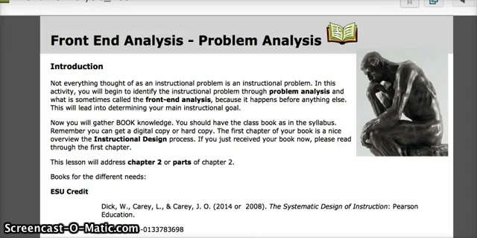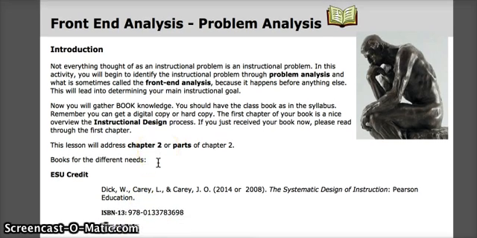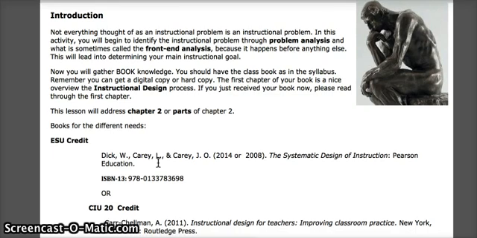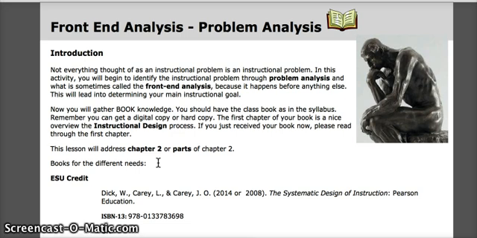You are going to enter the understanding of front-end analysis or problem analysis. And so in your front-end analysis, you are going to do two things. First, you're going to learn and do some book knowledge and get some knowledge about front-end analysis. That includes a problem analysis. And then you're going to actually do a project and begin your project.